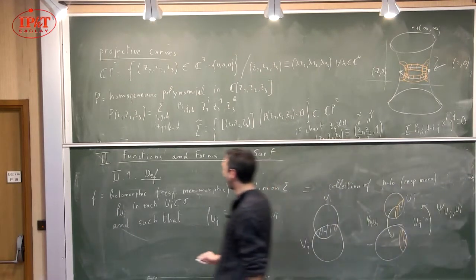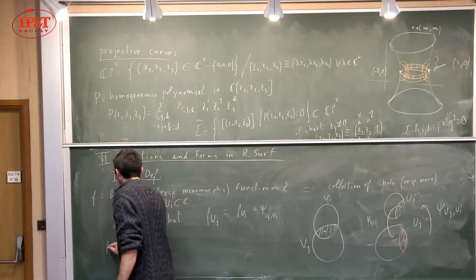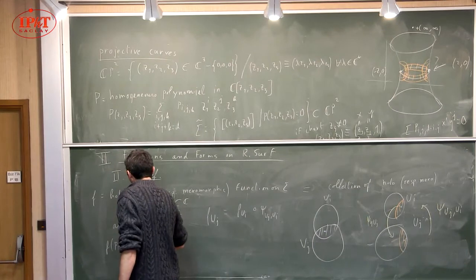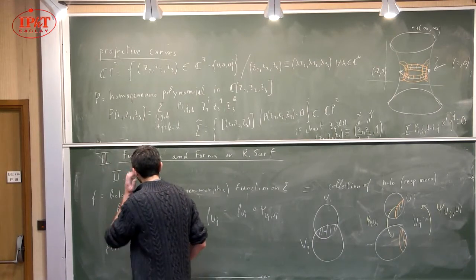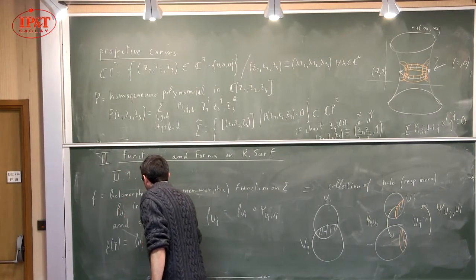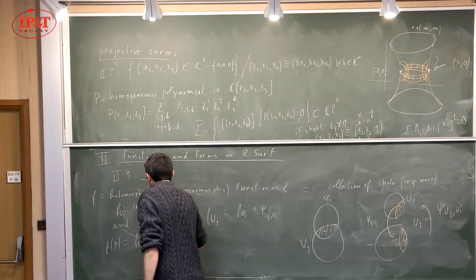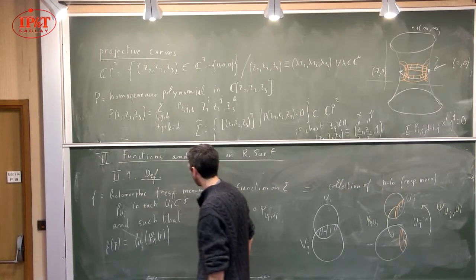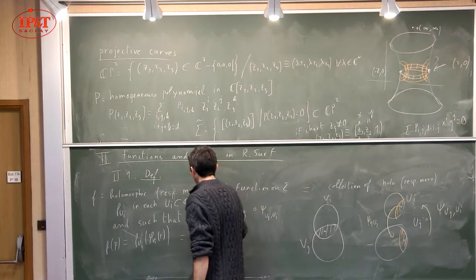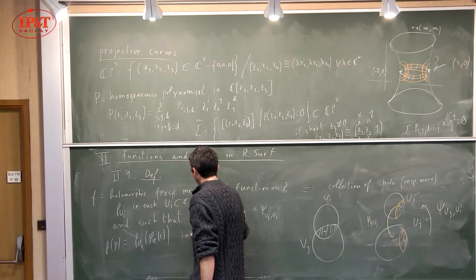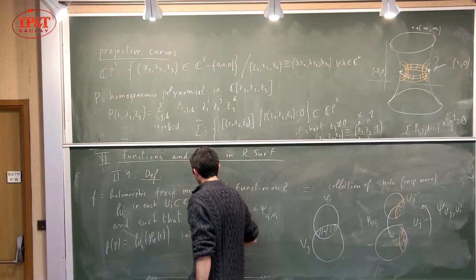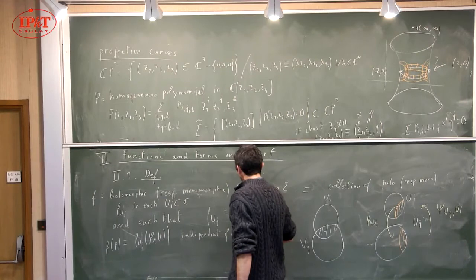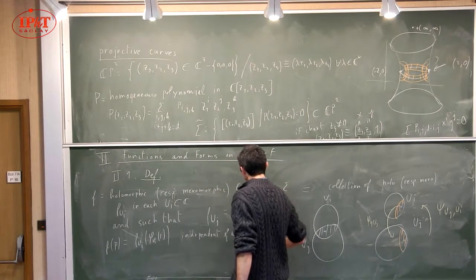So this means that f of p, which is f_Ui of phi_Ui of p, is independent of the choice of chart.